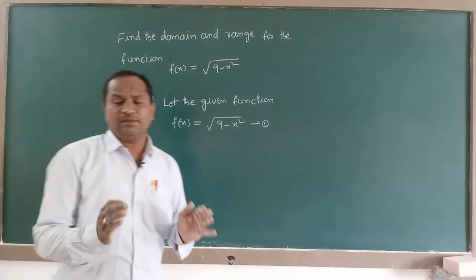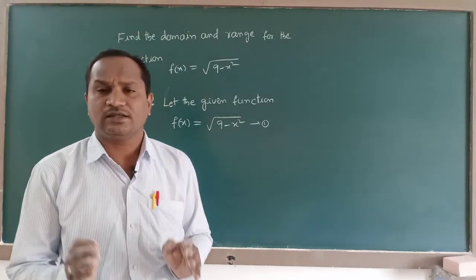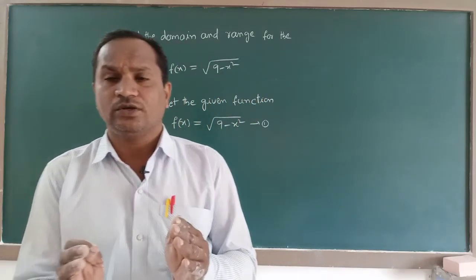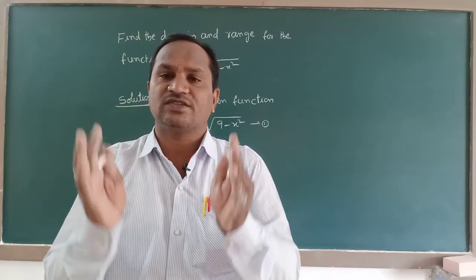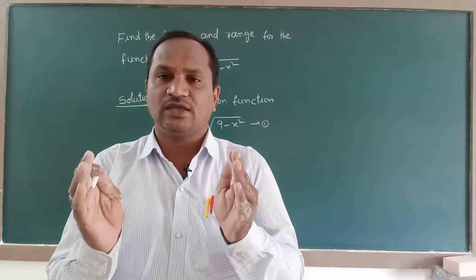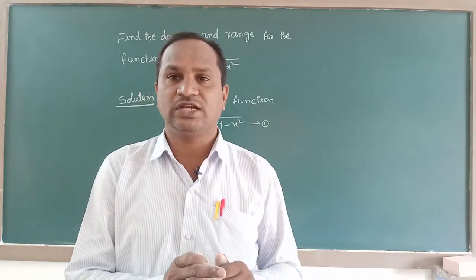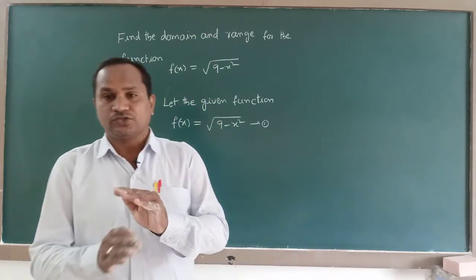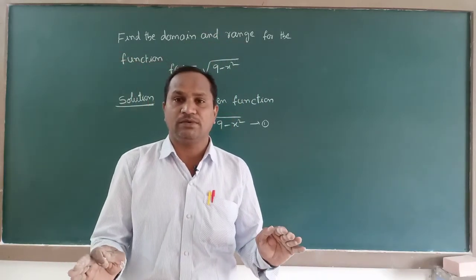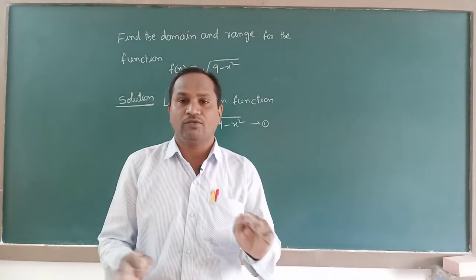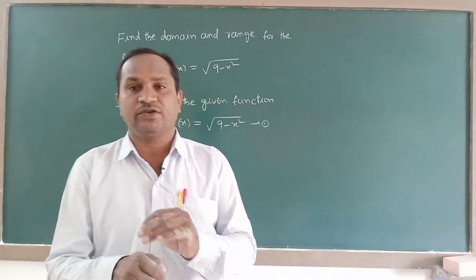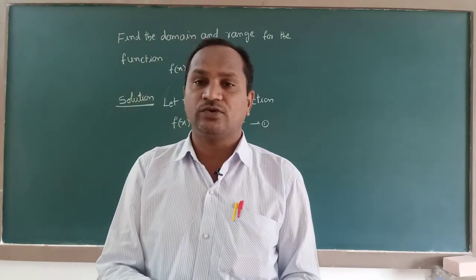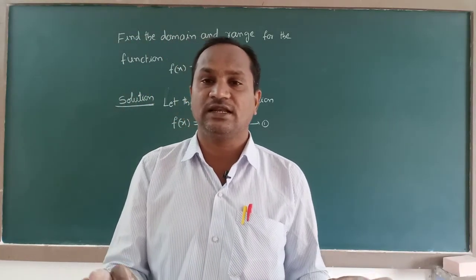Here the quantity 9 minus x square is under the square root. When you are seeing a quantity under the square root, that is always non-negative. Non-negative means positive, because we should not see negative real numbers under the square roots. When you arrange negative real numbers under the square root, they are not considered as real numbers.